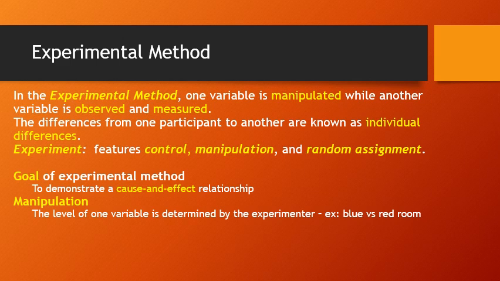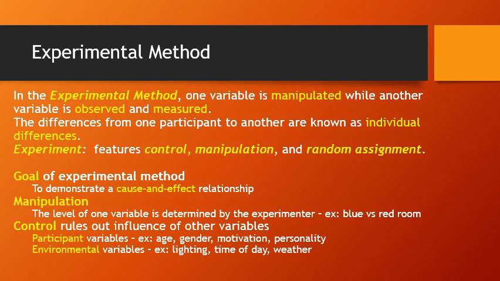Okay, manipulation. This is where the level of this variable is determined by the experimenter. For example, if I wanted to look at how babies respond to being in a blue room or a red room, do they cry more? That's one variable. I'm manipulating it. I'm choosing, do I want certain people in the blue room, certain people in the red room, and I would choose who goes in what room.